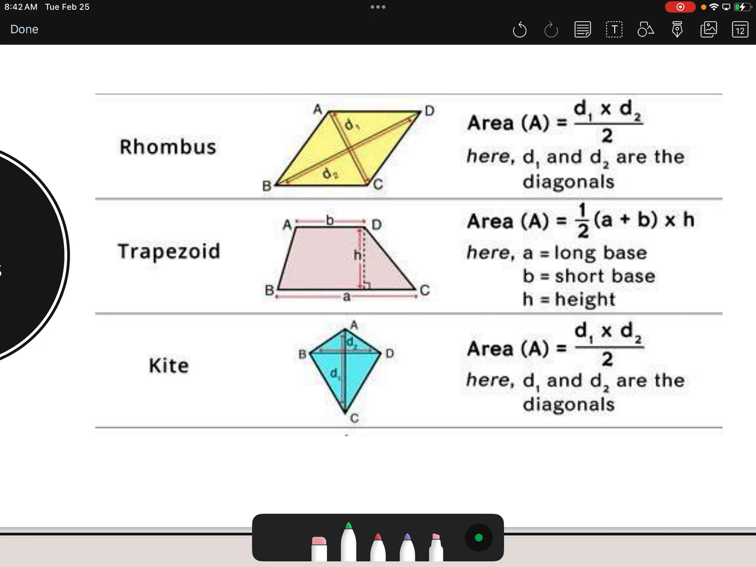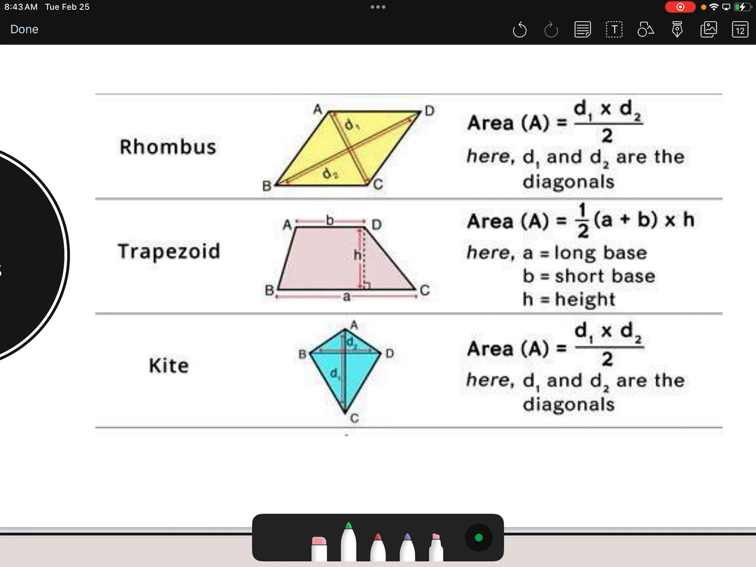Next, we have our area formulas. And what you're going to notice here is that the rhombus and kite formulas are the same. You're multiplying your diagonals together, diagonal 1, diagonal 2, and then you divide by 2. That is true for both rhombus and kite.